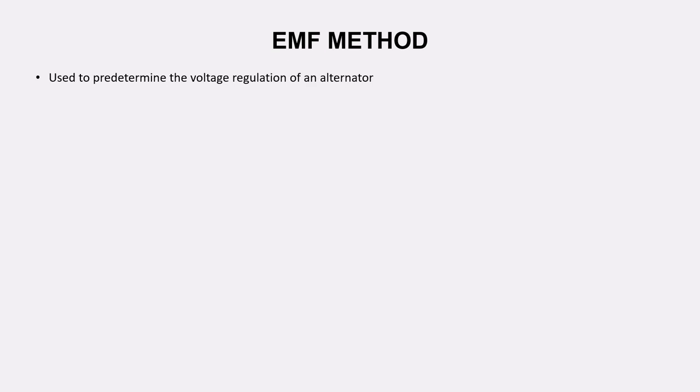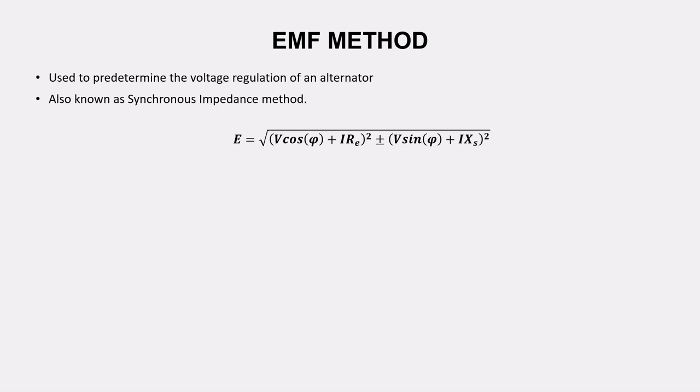EMF method is used to predetermine the voltage regulation of an alternator. Mostly this method is used in non-salient pole type alternators. In these types of alternators, the flux distribution in the air gap is uniform. This method is also known as the synchronous impedance method. This is the formula for induced EMF in the EMF method.